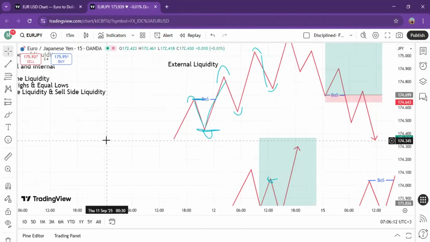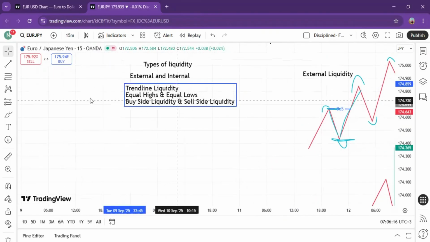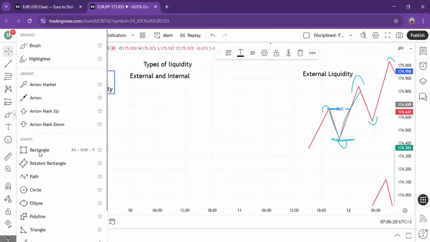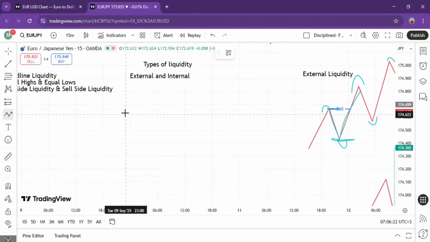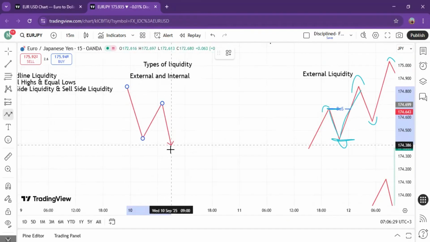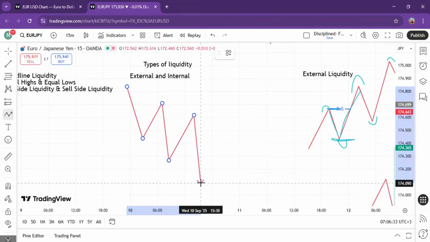So let's go to trendline liquidity. When you are talking of trendline liquidity, for me, I would say that the reason why smart money has the upper hand is because of liquidity.